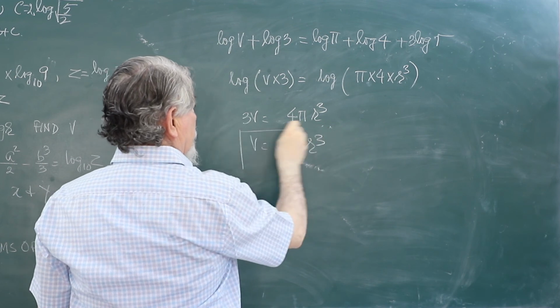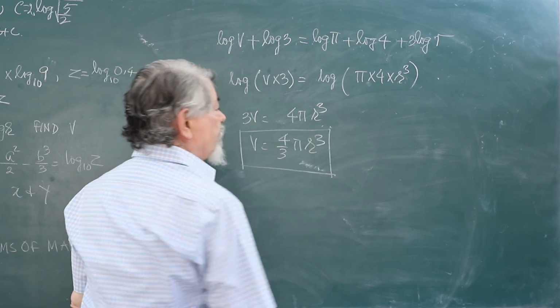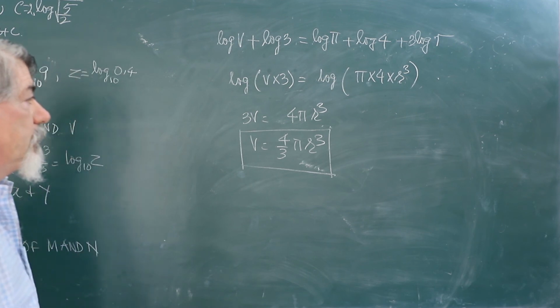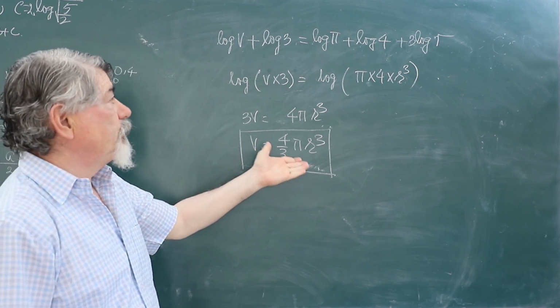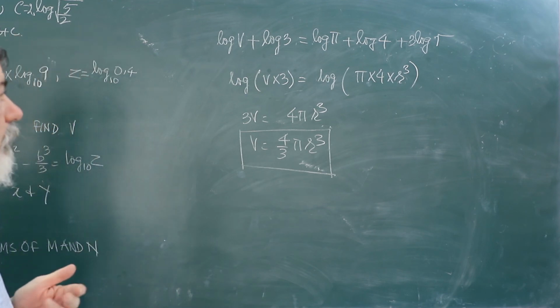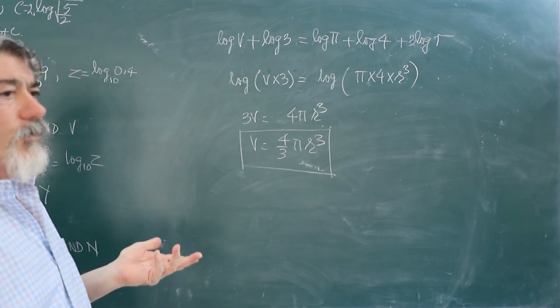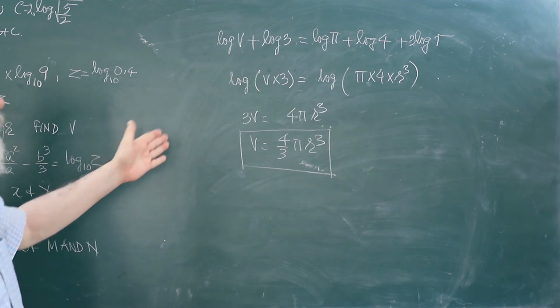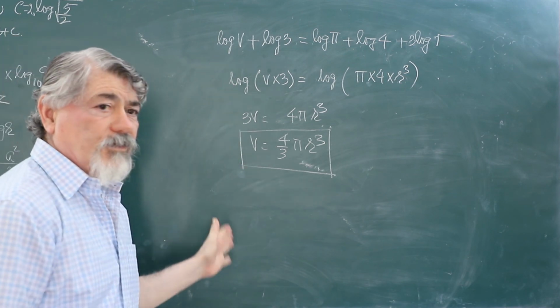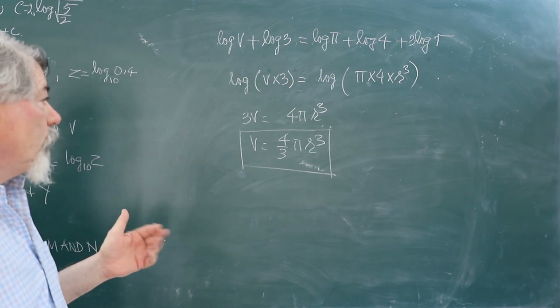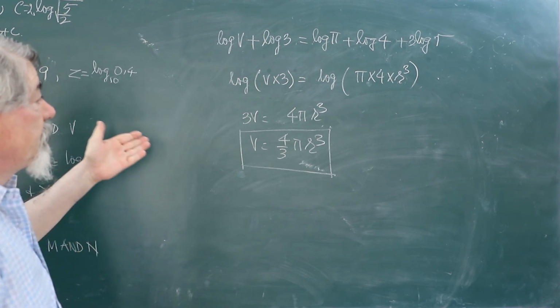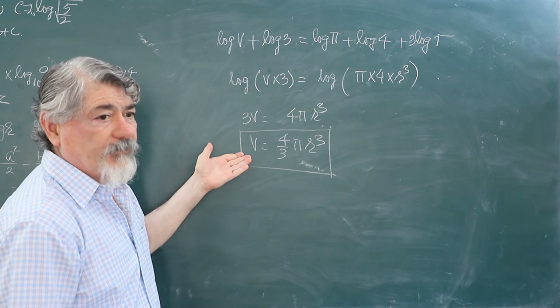cube. This is probably the volume of a sphere. This is the volume of a sphere, 4 by 3 pi r cube, I think. Yeah, there's no edge in this, so it is a sphere. But you are not going to say whether it is a sphere or cylinder or cone, because we are only interested in finding out the value of v.